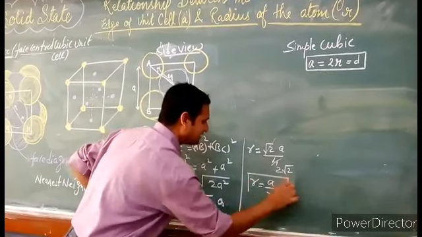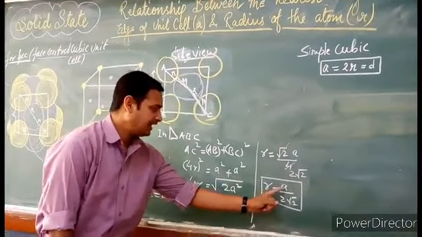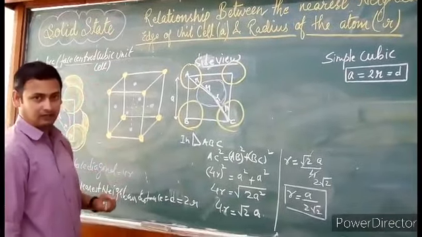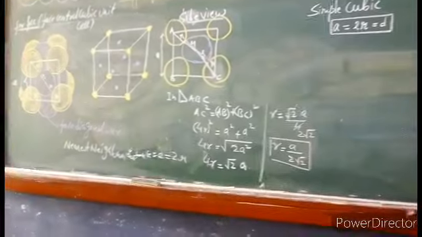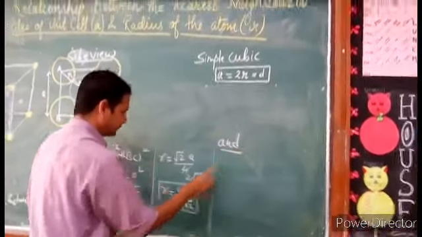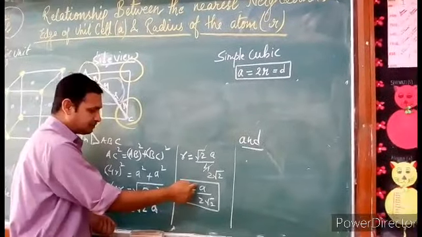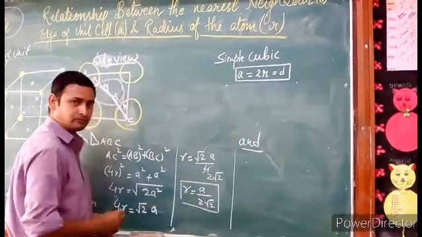So this is the relationship between radius and edge length for the face-centered unit cell. I think understood? So this is the relationship between R and A, radius of atom and edge length. So radius of atom is equal to A by 2 root 2.